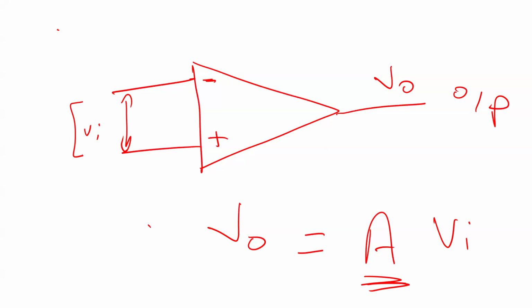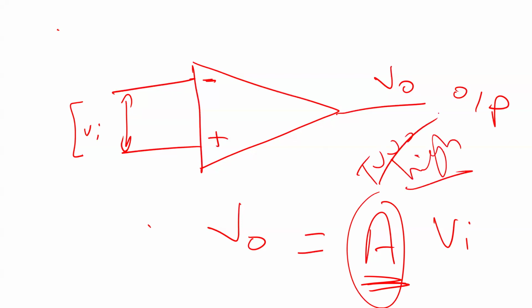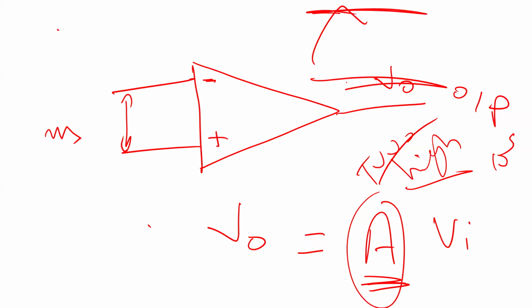But there are several things here. Keep in mind, I'm not going to use it this way for amplification. Why? Simply because the gain is too high, 10 to the power of 5. Is having too high a gain a good thing? It's a bad thing, you know why? Because even if the input is very, very small, the output will be saturated. Remember, we have a limit.